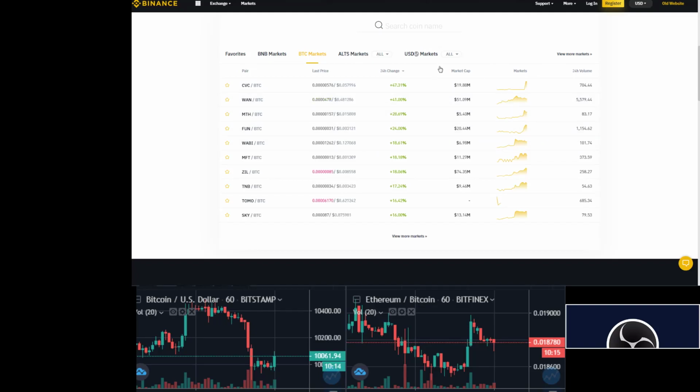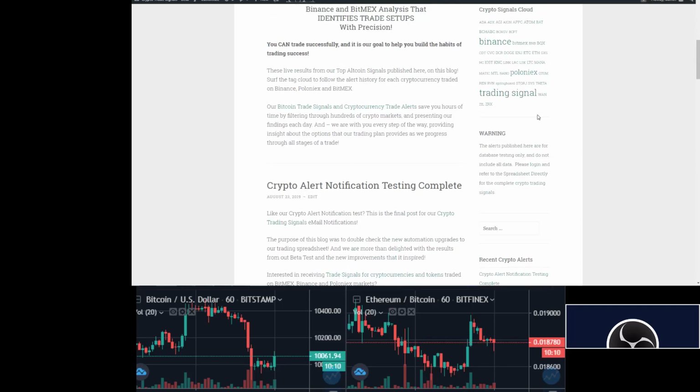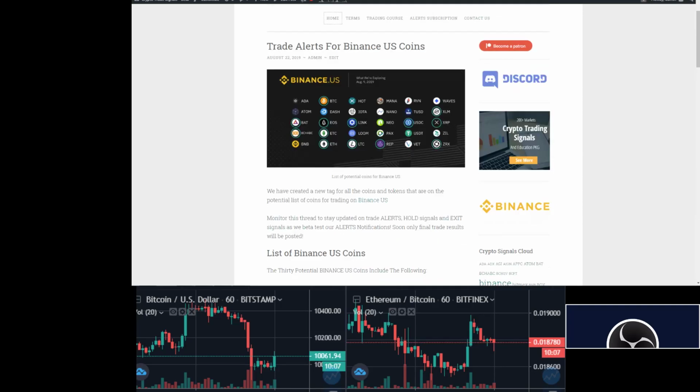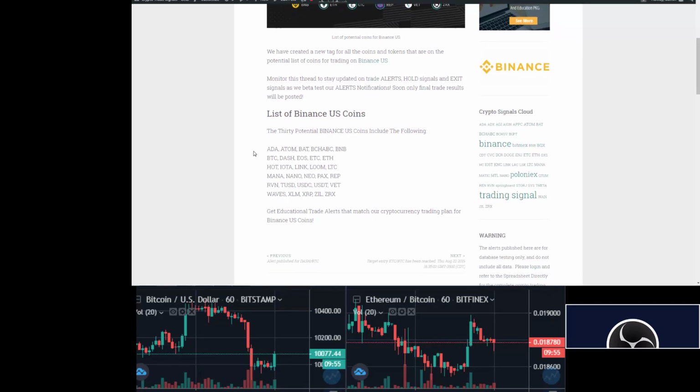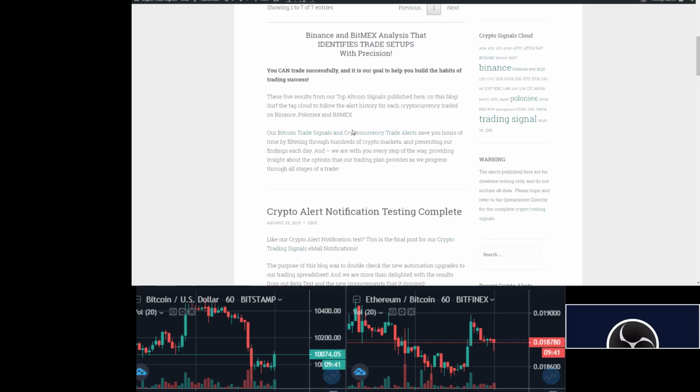This is Binance, but this isn't what I wanted to look at. Here we go. Trade alerts for Binance US coins. Okay, this is the Binance US coins, but what I want is the margin traded coins on Binance. So I'm certain that they are within this range, but we're going to look through this range of 30 coins, probably less than that, because I do want to focus on the margin traded coins. So where is that post for the margin traded coins?